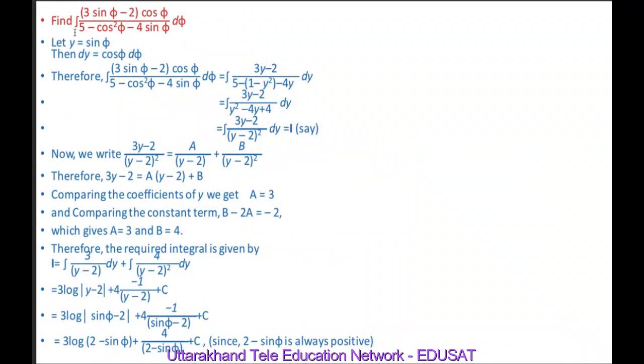Now suppose we want to integrate (3 sin phi minus 2) cos phi d phi over (5 minus cos square phi minus 4 sin phi). To integrate such a type of function, first of all, make some substitution to reduce it to some proper rational function which is easy to integrate.